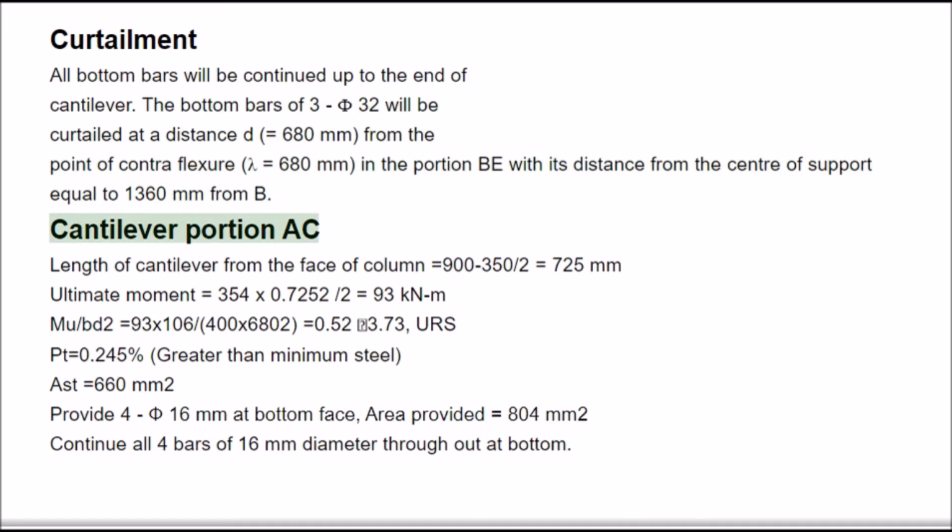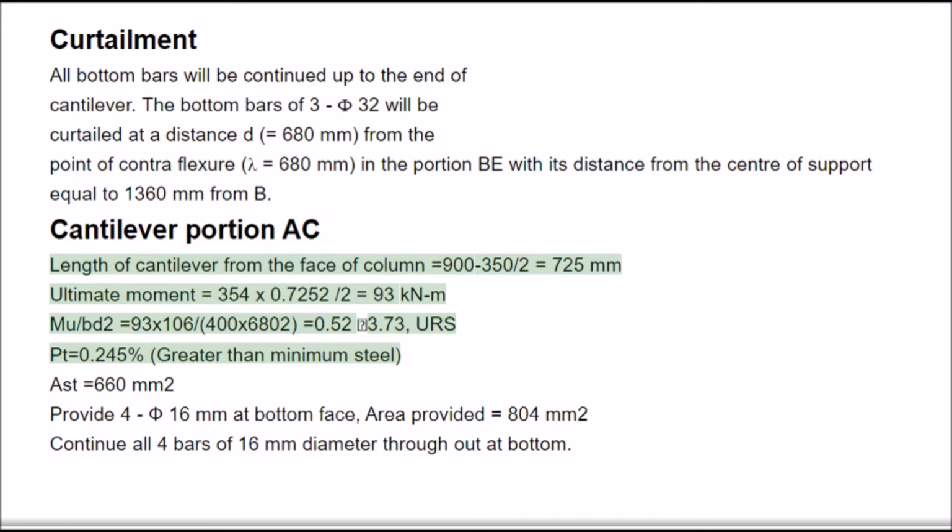Cantilever portion AC. Length of cantilever from the face of column equals 900 - 350/2 equals 725 mm. Ultimate moment equals 354 x 0.725²/2 equals 93 kN.m. Mu/bd² equals 93 x 10⁶/(400 x 680²).